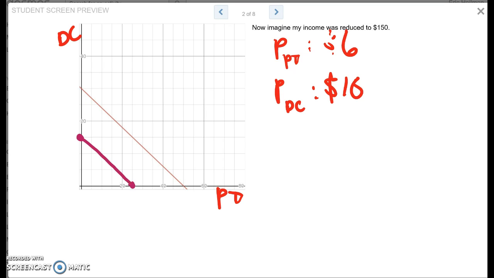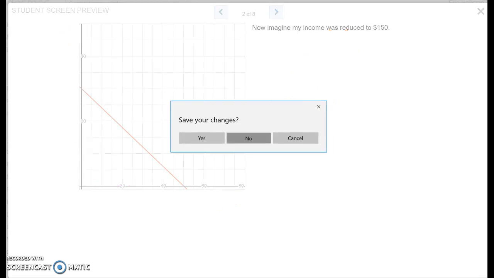So when your income goes down, you get a parallel shift inwards. My feasible set is now this area in here. It's much smaller than before because I can't afford as much of the goods because my income went down. Okay. I think next we're going to look at what happens when the price of one of the goods changes.